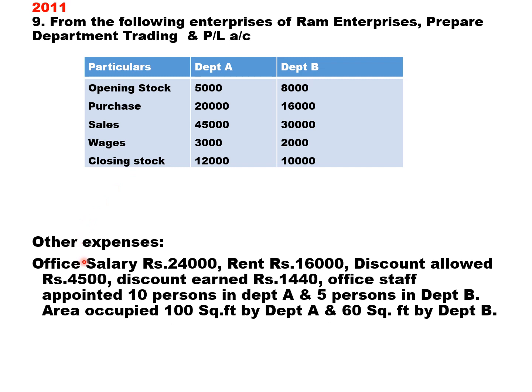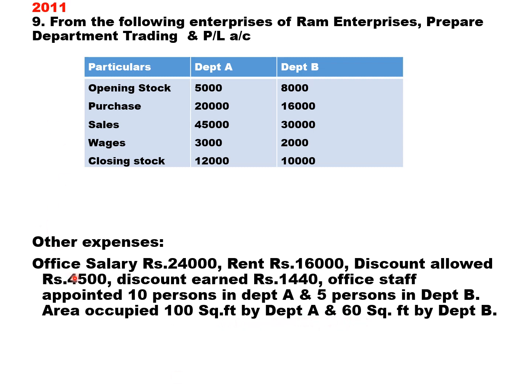The other expenses: office salary 24,000, rent 16,000, discount allowed 4,500, discount earned 1,440, office staff appointed 10 persons in Department A and 5 persons in Department B. Area occupied 100 feet by Department A and 60 feet by Department B.